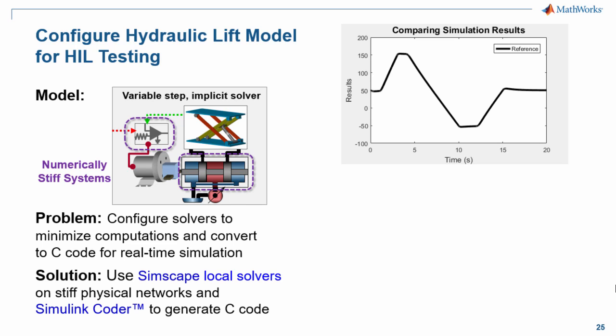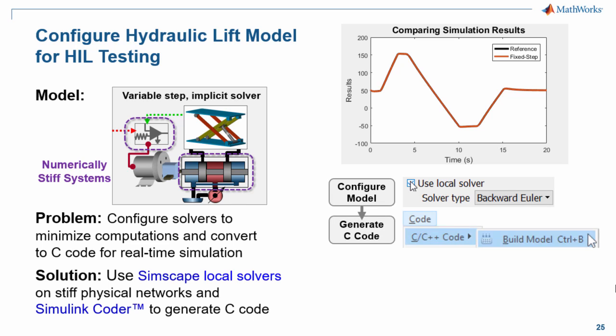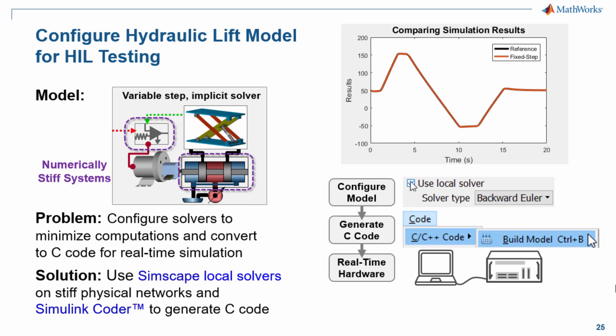Here are the steps that we'll go through. First, we'll configure the model to use a fixed-step, fixed-cost solver appropriate for hardware-in-the-loop testing. We'll then rerun the simulation on our desktop computer and verify the results of that simulation match our reference results. We'll then generate C code from the model and download it to the real-time hardware. We will rerun the model on the real-time hardware and verify that we get no overruns, that the simulation is running fast enough. Next, we will change a value in one of the Simscape blocks on the real-time target and then rerun the model on the real-time target. I'll now switch over to the model so you can see how this is done.